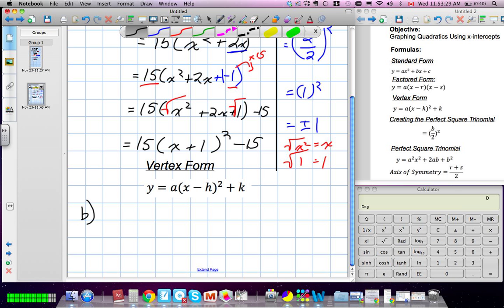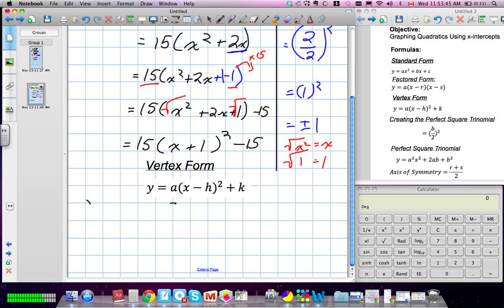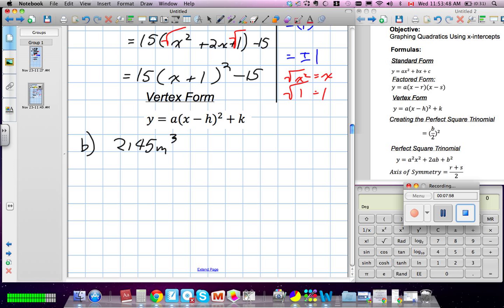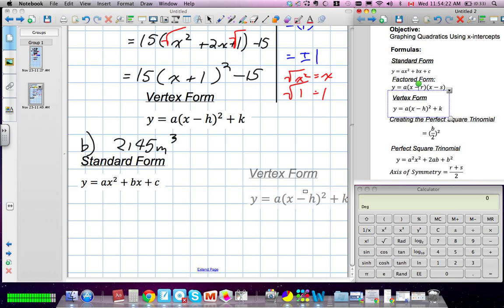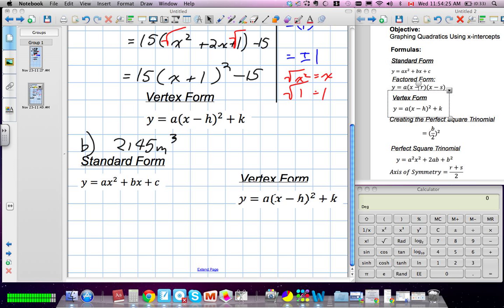Question B says that the volume of this prism is actually equal to 2,145 meters cubed. They want us to write an equation to model the situation. We can actually write two equations to model this situation. Because we know the volume is 2,145 meters cubed, we actually have two forms of this equation we already know. We know the standard form of this equation. That's what we ended up starting in. And we know the vertex form of this equation. That's what we just changed it into.